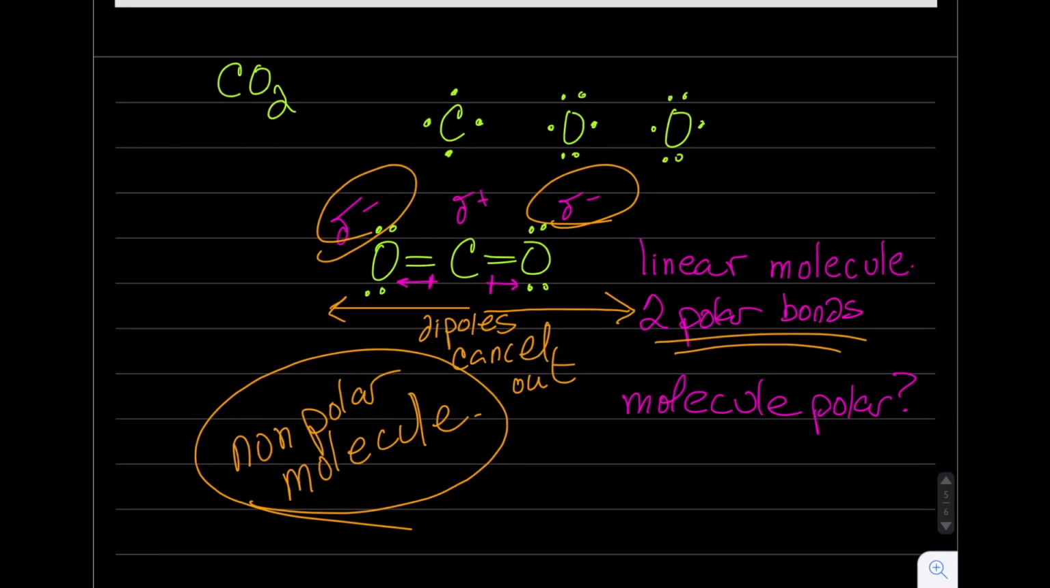All right, let's try another example. Let's try water, or H2O. All right, so we have two hydrogens, each of which has one valence electron, and oxygen has 6 valence electrons. When we put them together to form our Lewis dot structure, we'll end up with something like that.